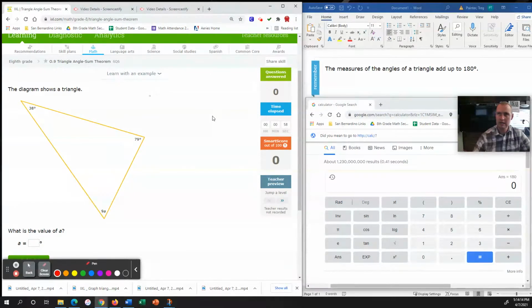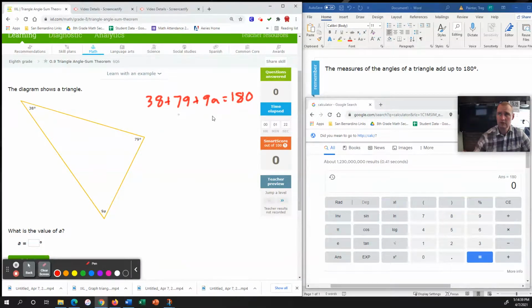Okay, so we're going to go ahead and take our top left angle of 38 plus 79 and 9A, just literally add them up, equals 180. So the only thing you got to do here is solve for A. And when you solve for A, multiply it back by 9, you'll have your missing angle.